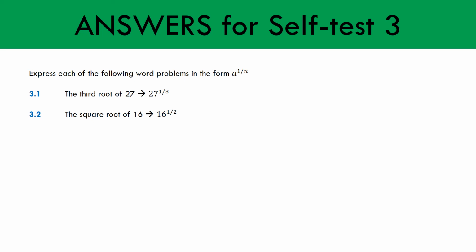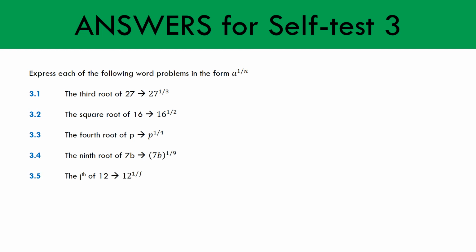The square root of 16 can be written as 16 to the 1 over 2. The fourth root of p can be written as p to the 1 over 4. The ninth root of 7b may be written as 7b to the power of 1 over 9. The jth root of 12 can be written as 12 to the power of 1 over j. The ith root of k can be written as k to the power of 1 over i.